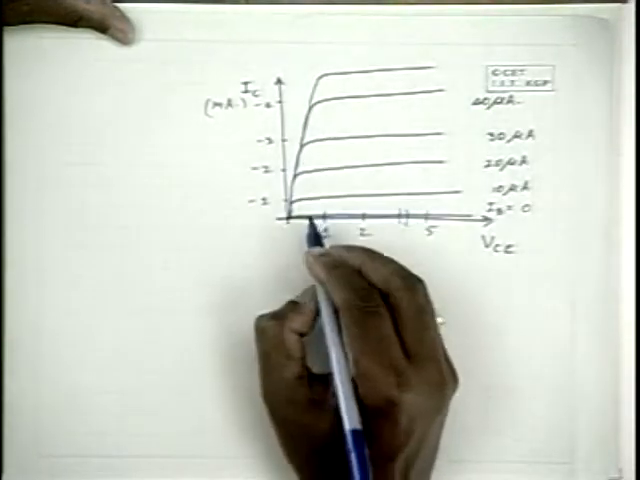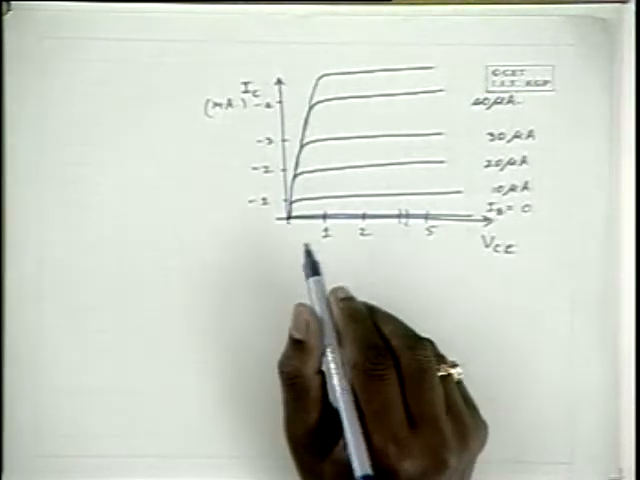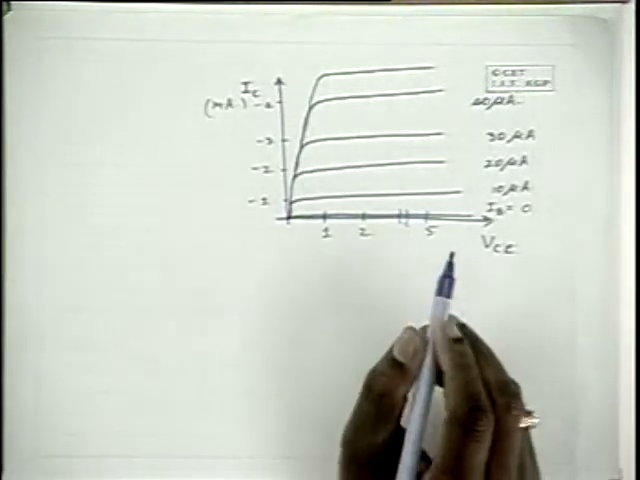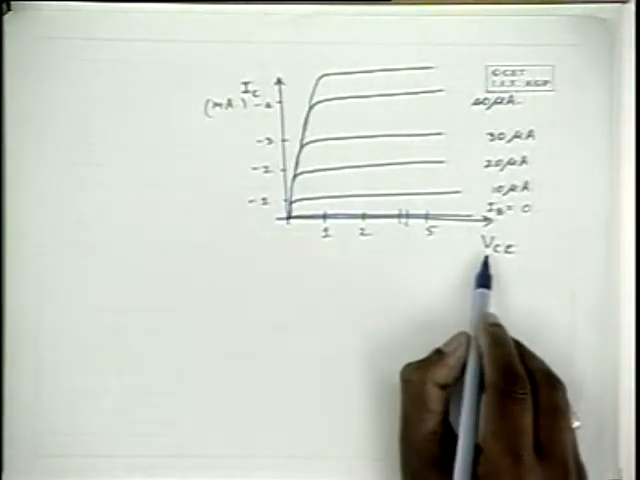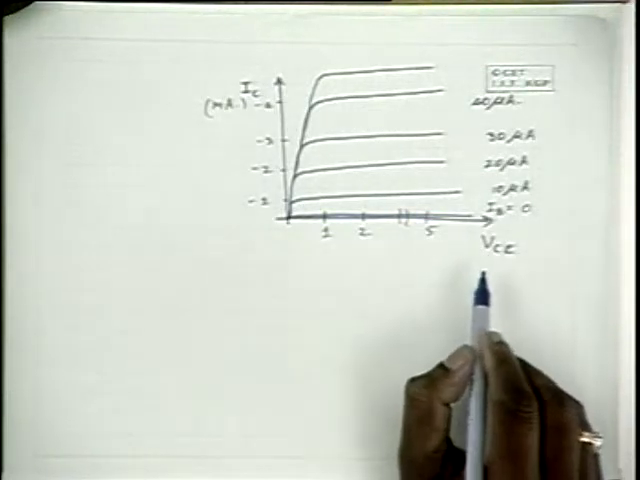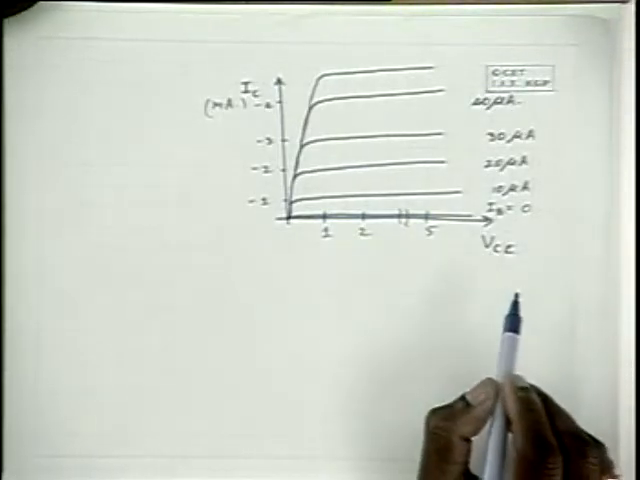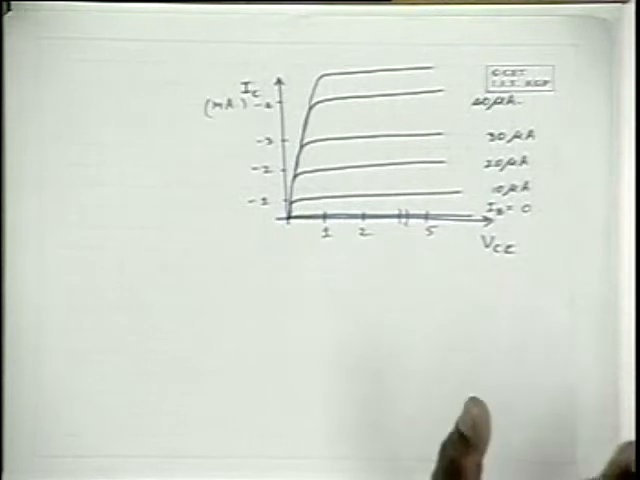Please note that the characteristics are almost similar to the common base configuration characteristics, but there it is the collector to base junction potential, whereas the output potential of interest here is the collector to emitter potential VCE. The difference between these two is one junction potential, the PN junction potential. Therefore, this characteristic can be obtained by shifting the previous characteristics.